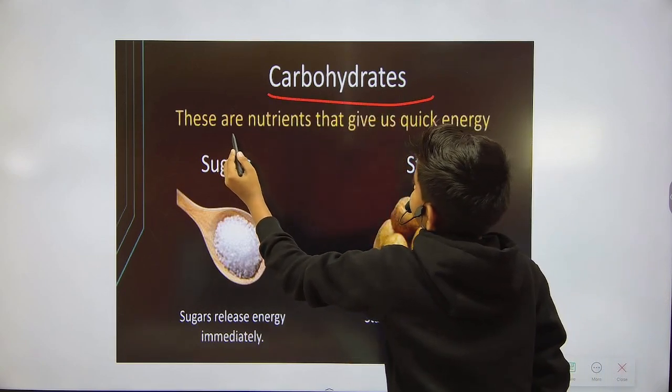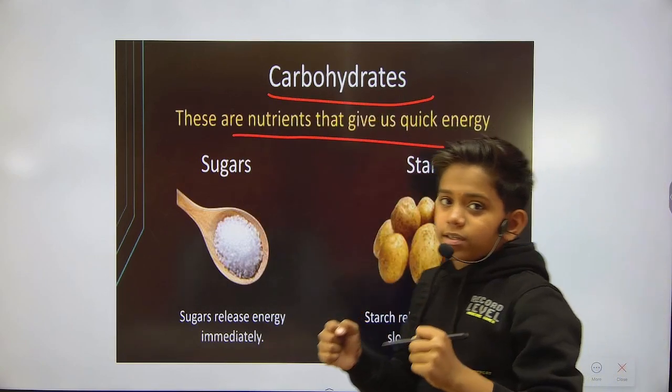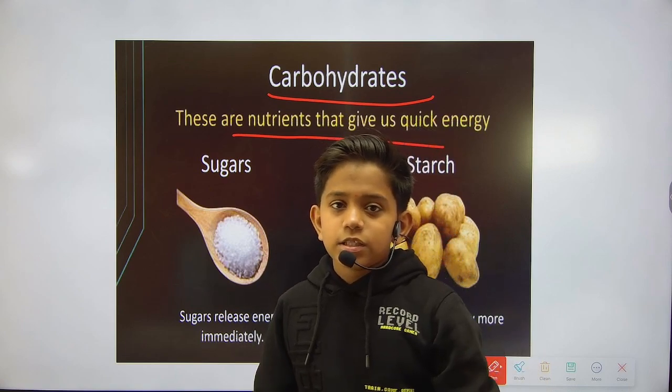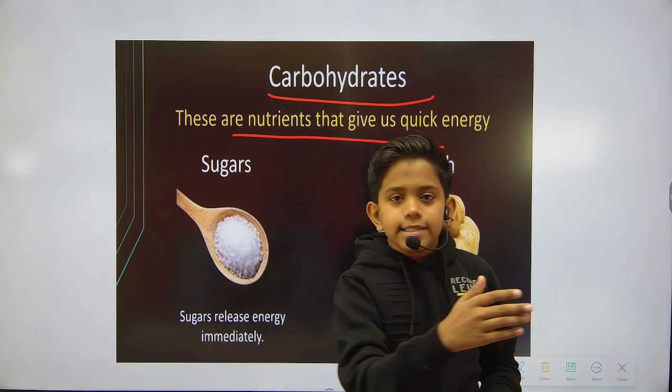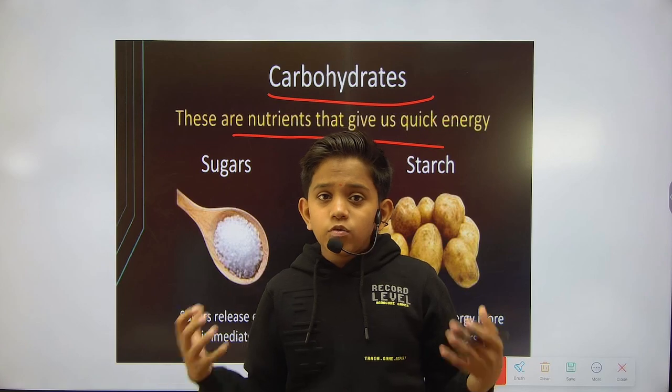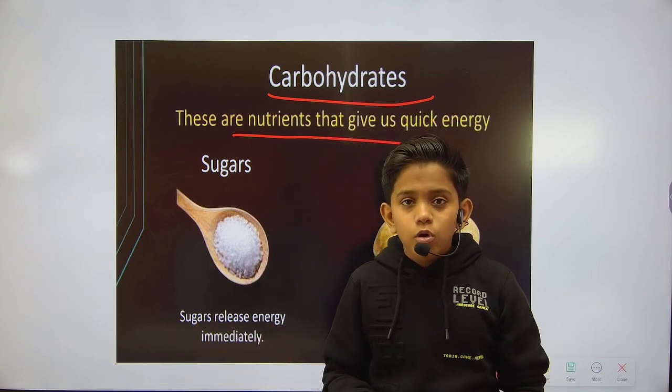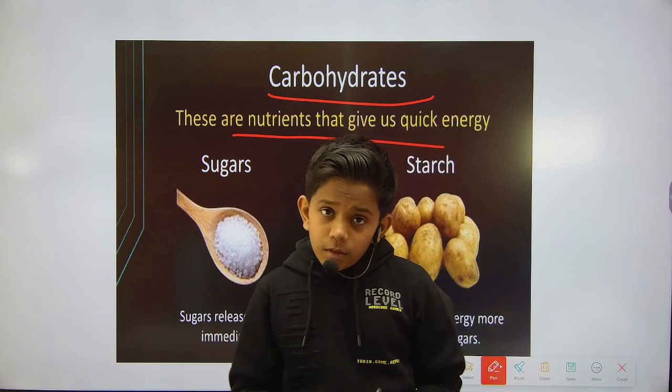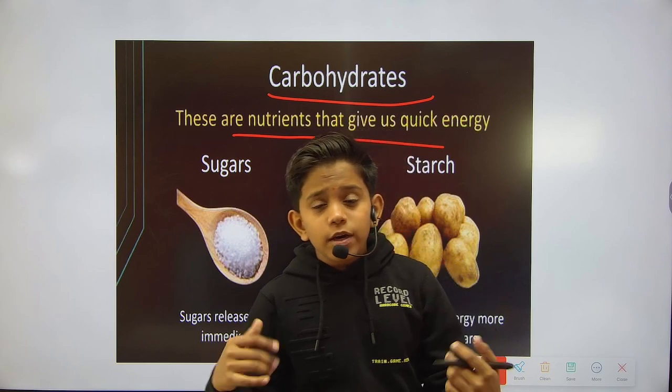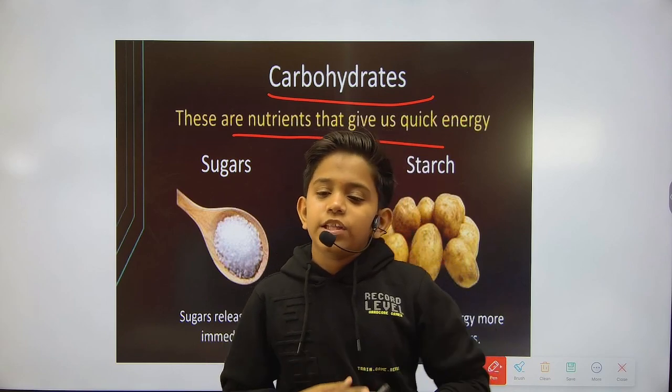carbohydrates. These are nutrients that give us quick energy. Now, if you want quick energy, suppose you are going for a running race and you have to run fast and you need quick energy, you take glucose, etc. But if you eat food which has carbohydrate, then also you get quick energy.